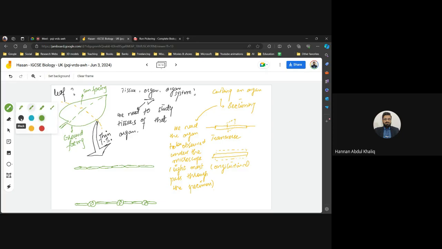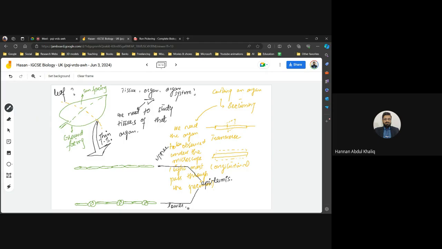Remember one thing: every time it is a plant, the outer surface of every plant organ would be called epidermis. Whether it is stem, root, leaf, or flower, the outer surface is epidermis. Yes, the difference would be this one is supposed to be called upper epidermis, and this one is lower.